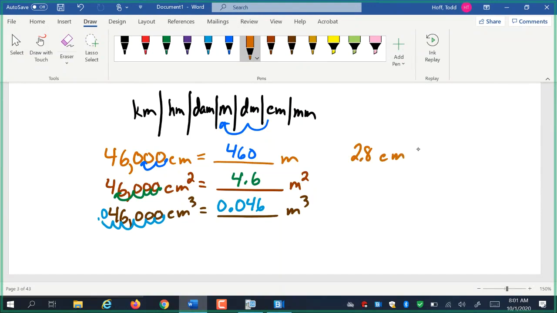So if I have 2.8 centimeters cubed going into millimeters cubed, from centimeters to millimeters is 1 spot to the right, but this is cubed, so that spot is 3 decimal places. So I go 1, 2, 3. You have to add zeros. That's 2,800 millimeters cubed.